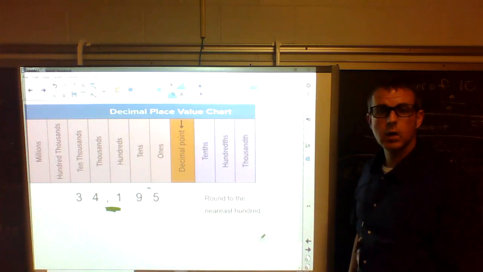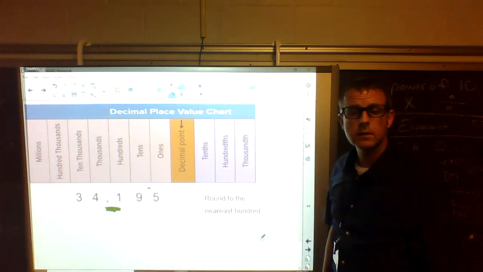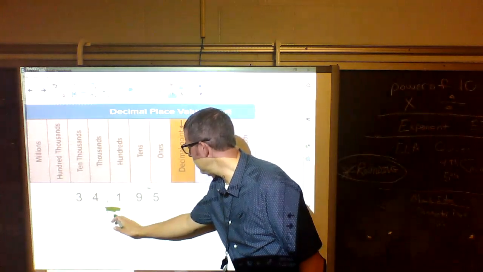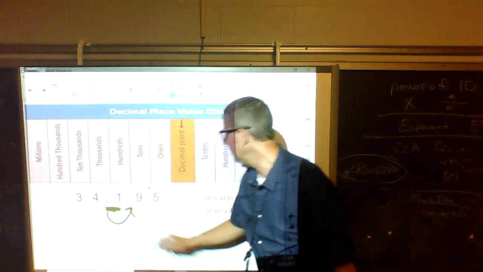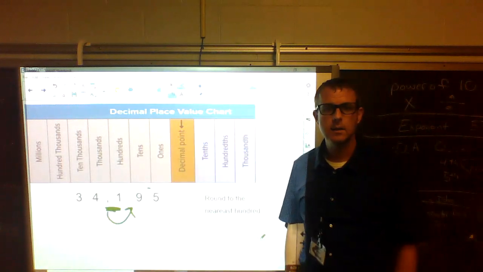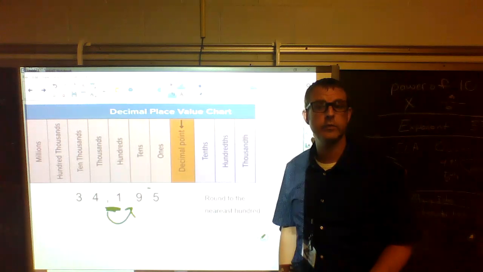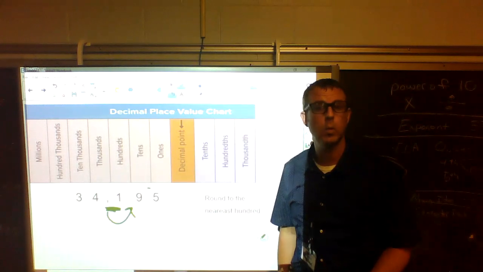Then it said to go next door to the right and see what that number is, it will tell us how to round that number. So all I'm going to do is go to the right, one number, and I see that it's a 9. Now I know 5, 6, 7, 8, or 9, it tells us to round up or add 1.